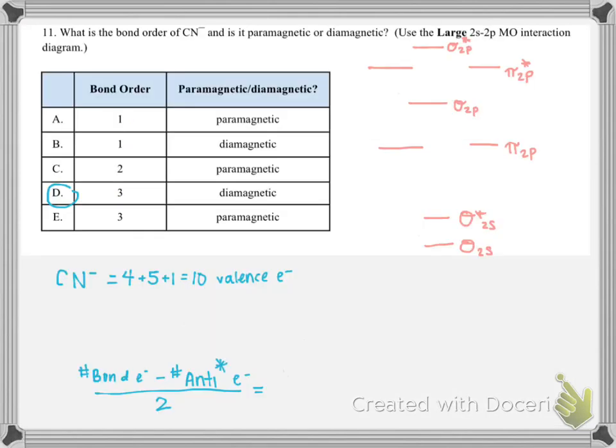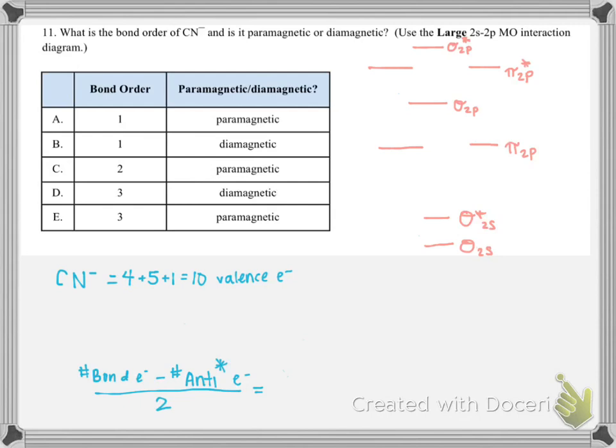In number 11, I want us to figure out the bond order and whether cyanide is magnetic. And they told us to use the MO interaction diagram, so I've drawn that on the right here. That's on the data sheet.